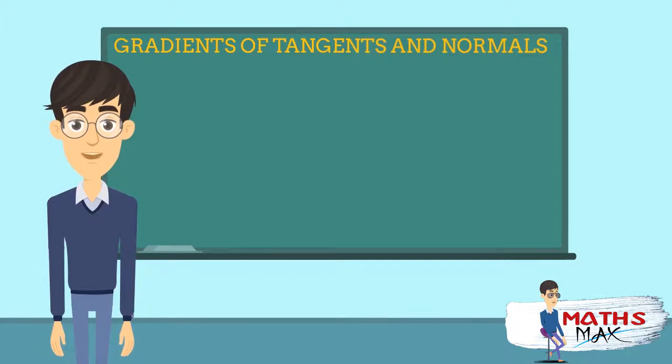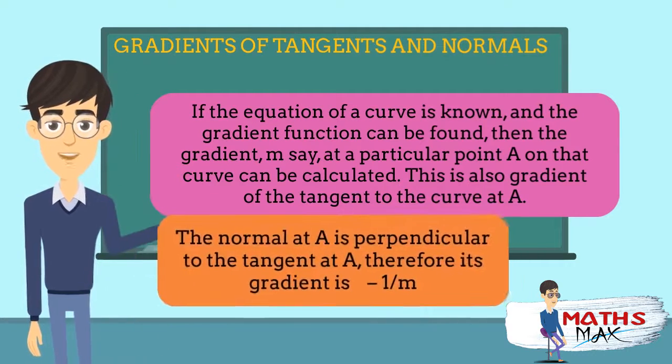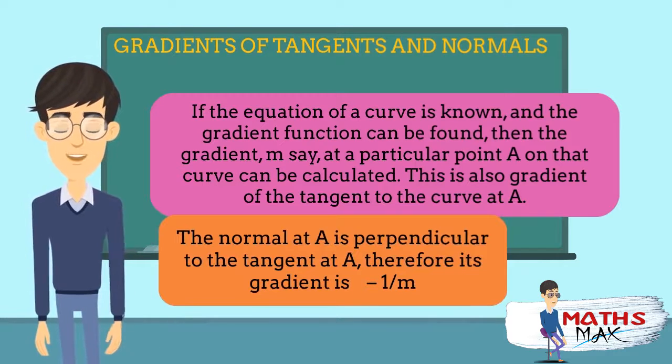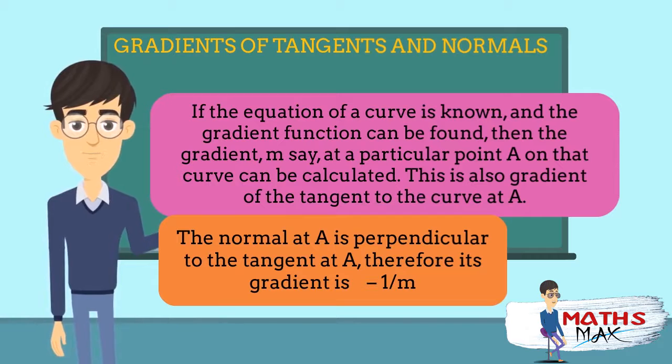Okay, now we are going to talk about how to find gradients of tangents and normals. If the equation of a curve is known and the gradient function can be found, then the gradient m, say, at a particular point a on that curve can be calculated. This is also the gradient of the tangent to the curve at a. The normal at a is perpendicular to the tangent at a. Therefore its gradient is -1 over m.